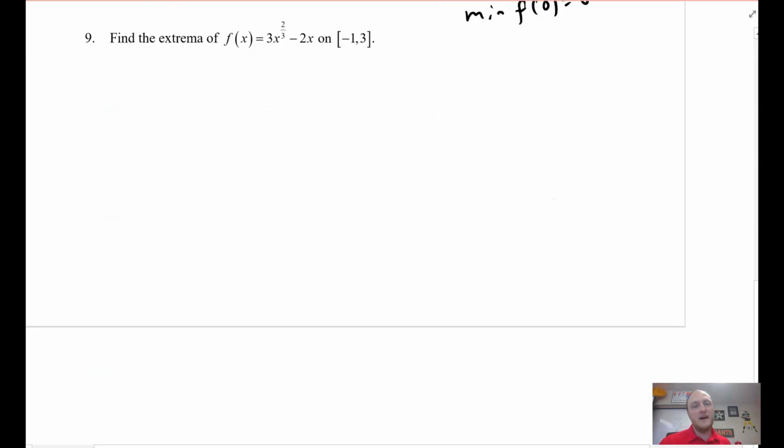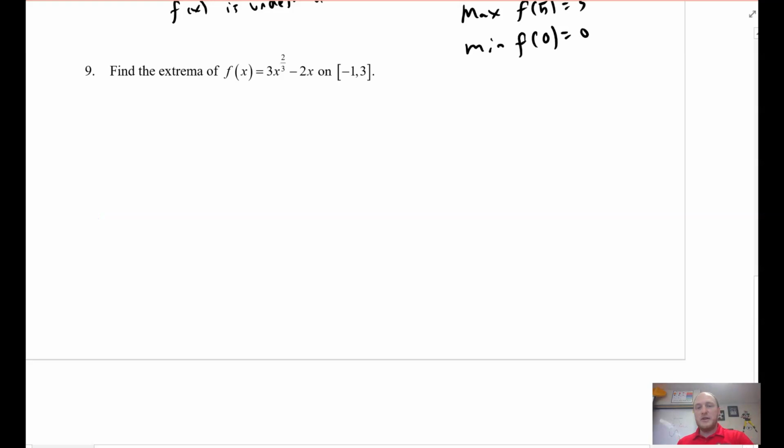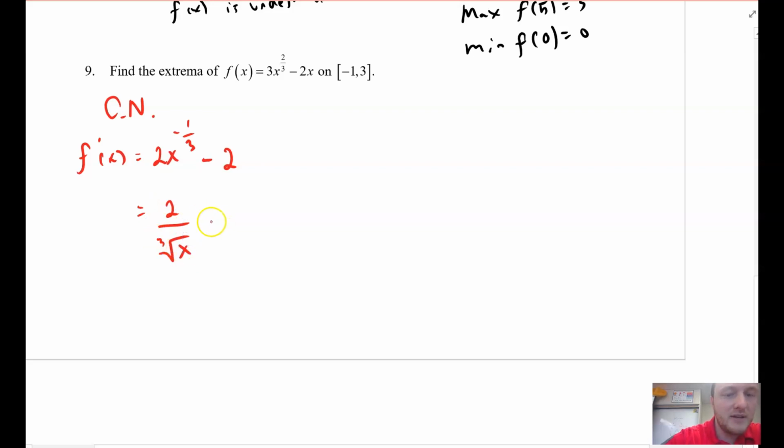Find the extrema of f of x on -1 to 3. Okay, so again, what we're going to do is we are going to find our critical numbers. Okay, and what we'll do is I will take the derivative of f of x. So what we get after using the power rule here is 2x to the power of -1/3 minus 2. Now I'll rewrite this. This is 2 over the cubic root of x minus 2.